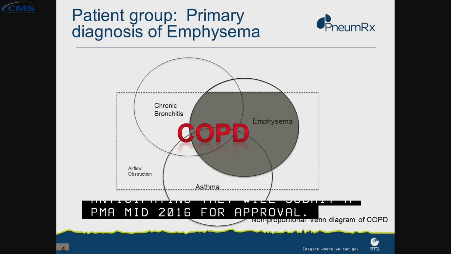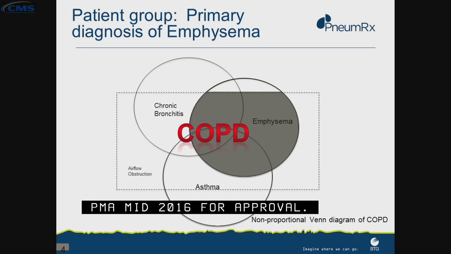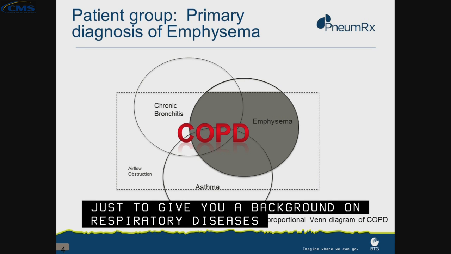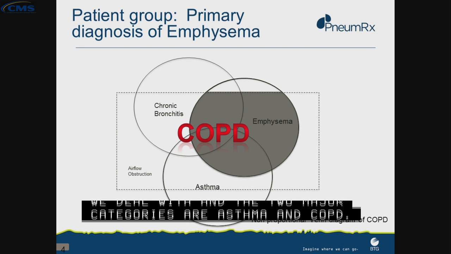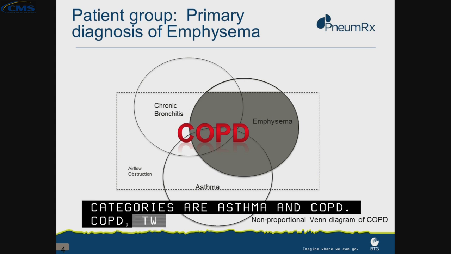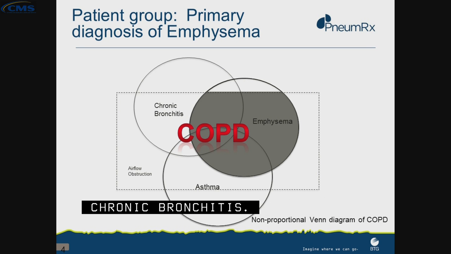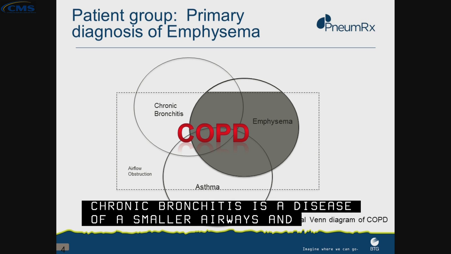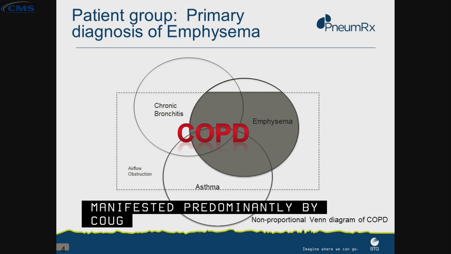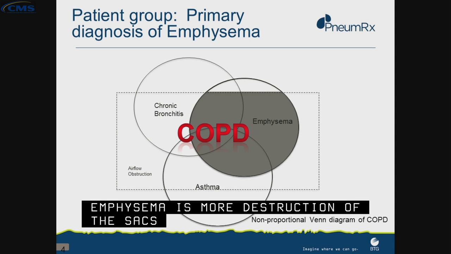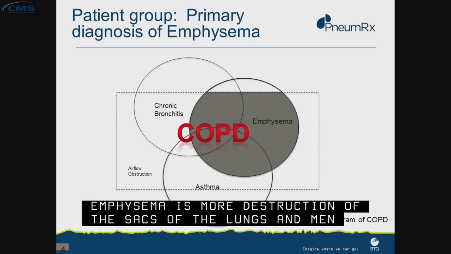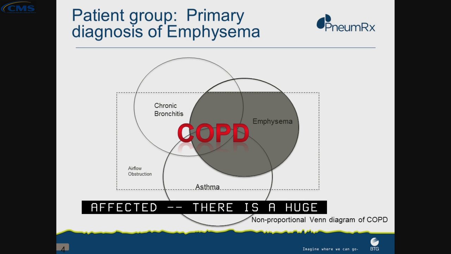So just to give you a background on respiratory diseases, airway obstruction is a very common issue we deal with, and the two major categories are asthma and COPD. And under COPD, really, there are two types, emphysema and chronic bronchitis. Chronic bronchitis is more a disease of the smaller airways and manifested predominantly by cough and productive cough, while emphysema is more destruction of the alveolar sacs of the lungs and manifested predominantly by dyspnea. However, there's a huge overlap, and patients can have both types or one predominant type.